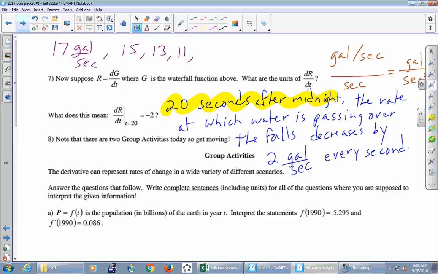Okay, there are 2 group activities today. We have 43 minutes and change, and you're going to use every one of them on these 2 activities. So let's see how far we can get.